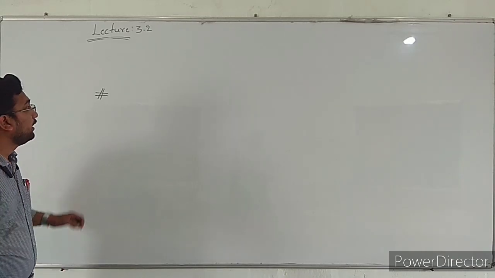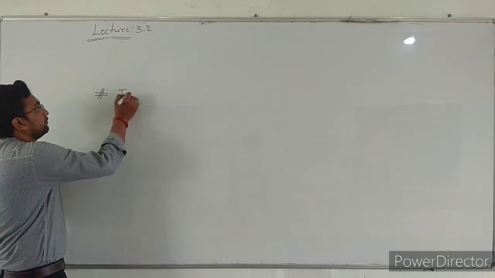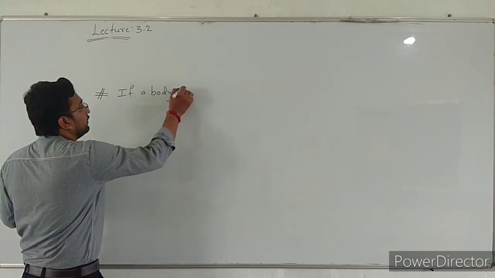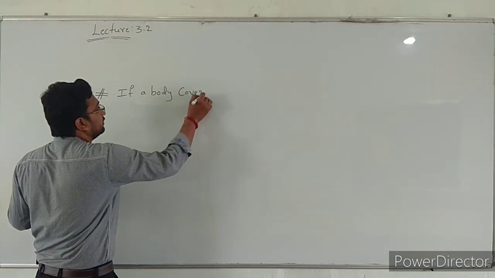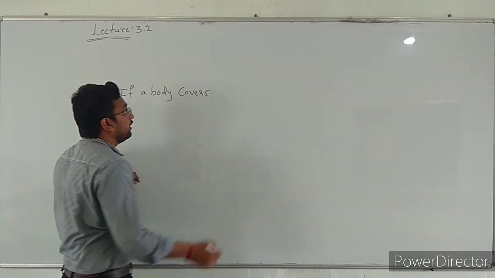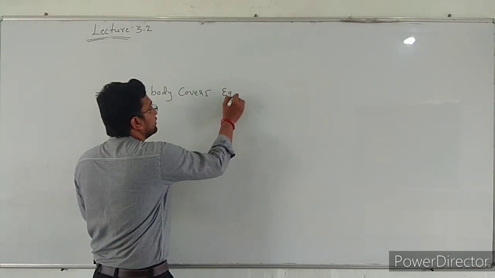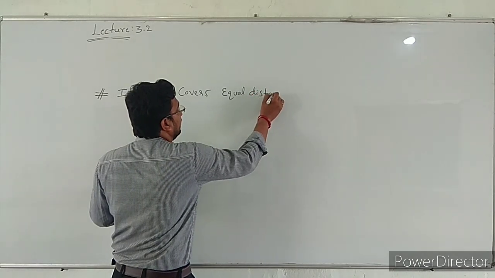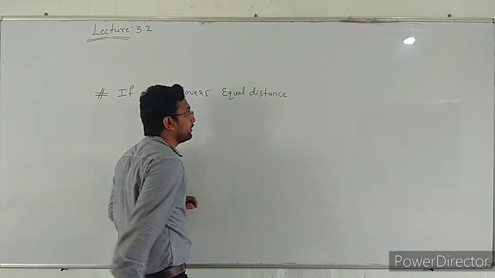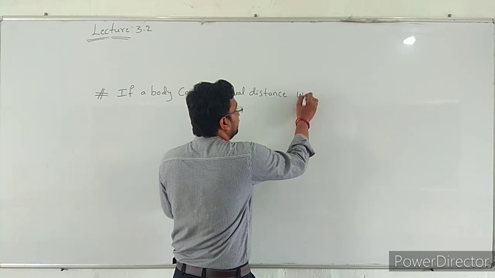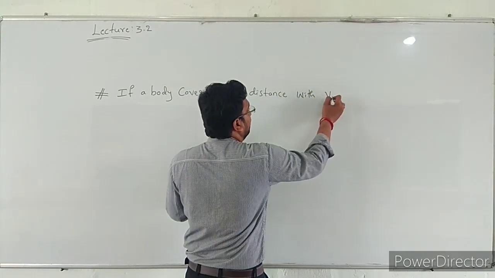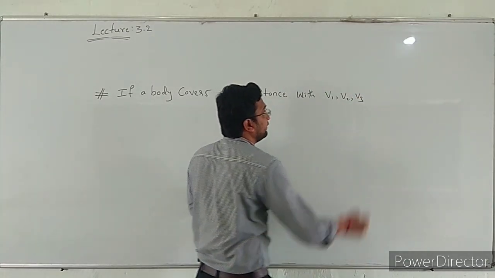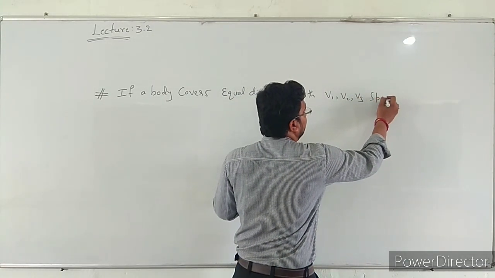Okay, the next one: if a body covers equal distance with v1, v2, v3 speeds respectively.